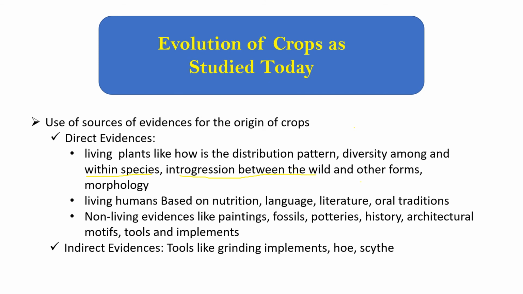And indirect evidences, meron tayong tinatawag na mga tools like grinding implements, hoe, and scythe. So for example, itong scythe or itong hoe, bakit sila nandun sa particular area? Because this might have been used for harvesting yung mga grain crops long before, ginamit ng mga early agriculturists.